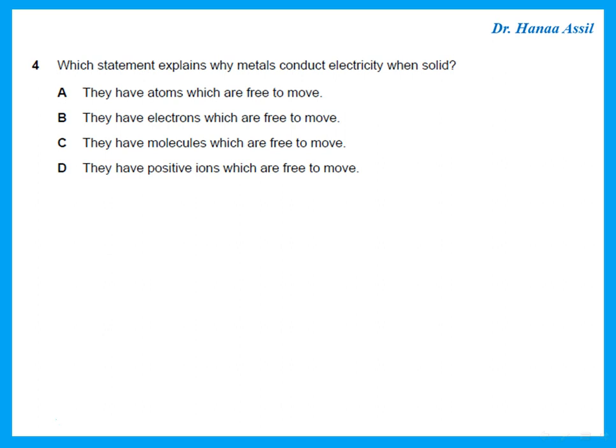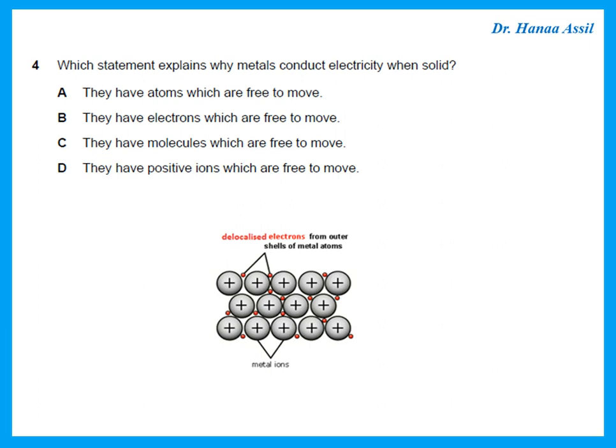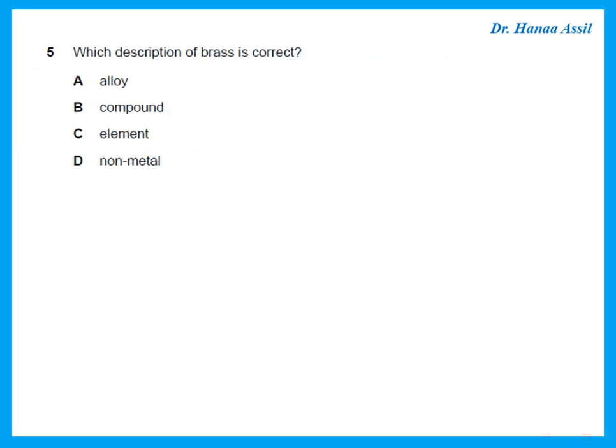Which statement explains why metals conduct electricity when solid? You should remember that metals are made up of regular rows of positive ions surrounded by delocalized electrons. So the atoms are not free to move. It is the electrons which are free to move.